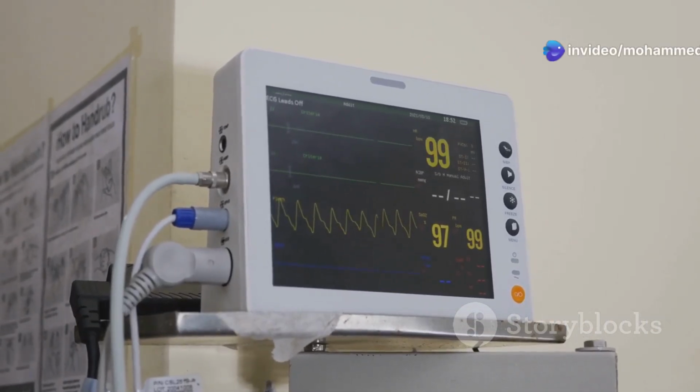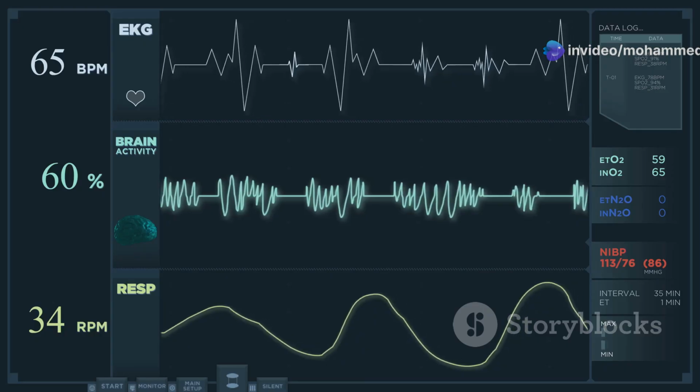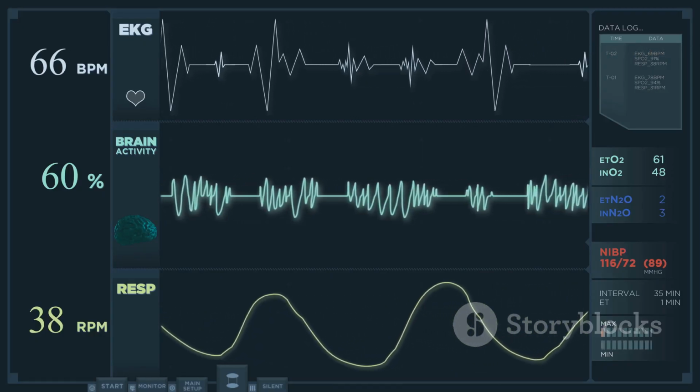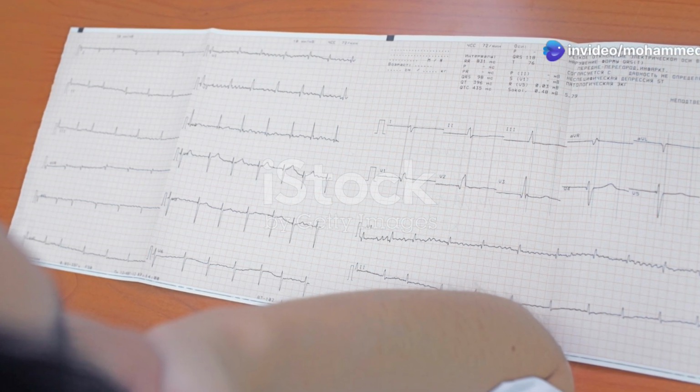The ECG tracing is a visual representation of the heart's electrical activity. It consists of a series of waves and intervals, each corresponding to a specific electrical event in the heart. Understanding these waves and intervals is crucial for interpreting an ECG.